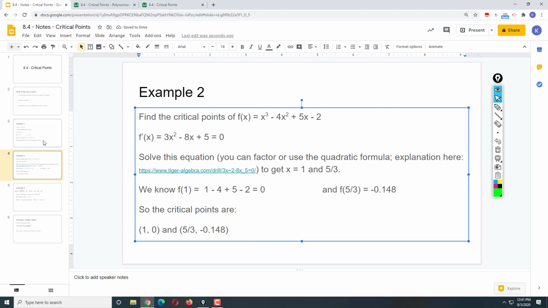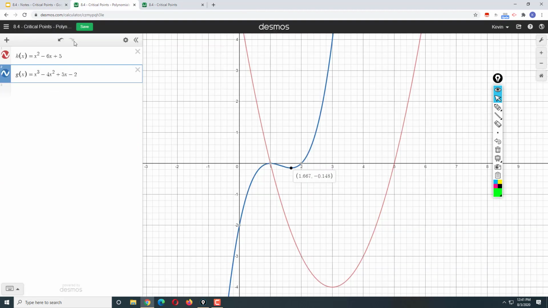Let's look at our graphs. For example 1, that's x squared minus 6x plus 5. In Desmos, that's the red graph. That's a parabola. We see that with this parabola, right here, I'm clicking on the vertex. At the vertex, it's not going up, not going down. So (3, negative 4) is a critical point.